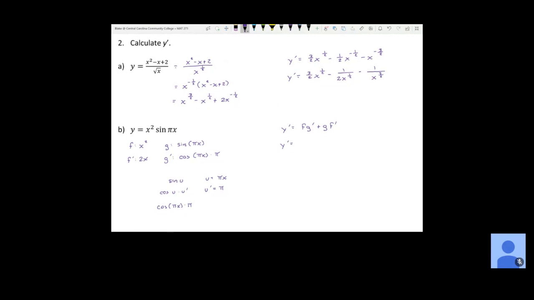Now, if we go back over here, we're going to start with f, so that's x squared times g prime, which is cosine of pi x times pi, plus, then we take our g function, sine of pi x, multiply that by f prime, 2x.